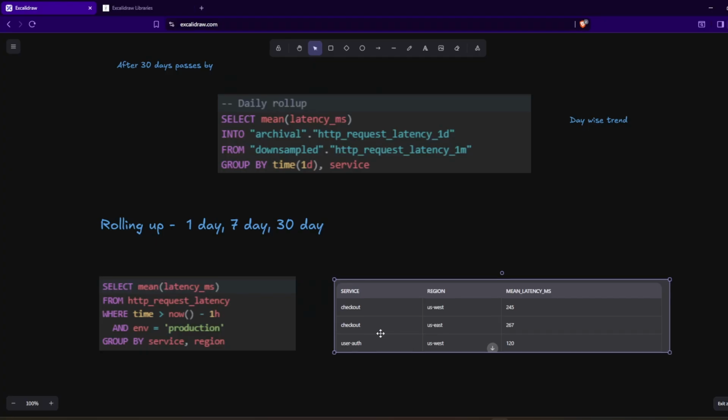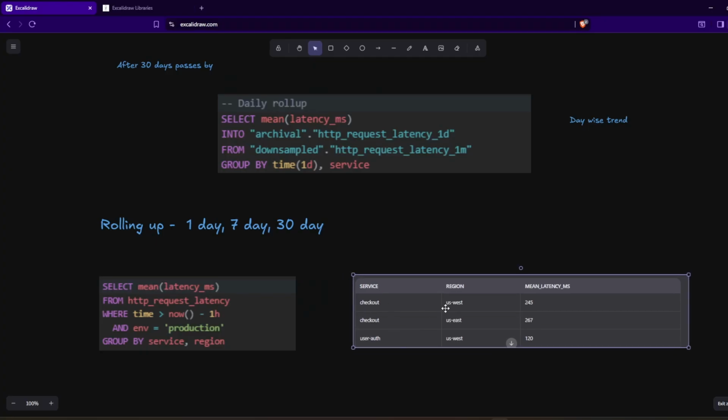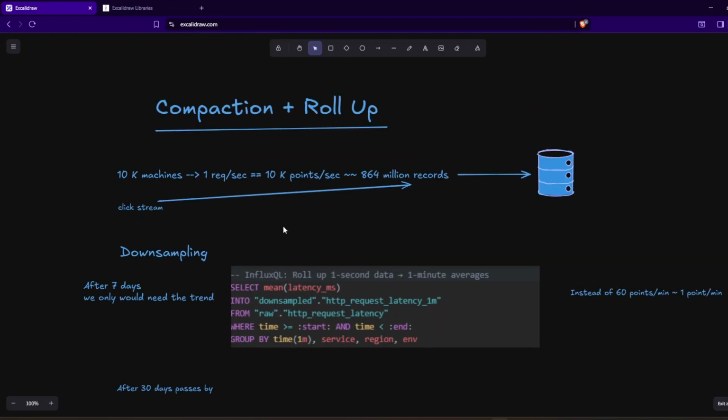This particular query would give us exact latency, like with checkout, with US, in which region, what exactly is the mean latency, and whatnot. So I hope that this part is clear, that what we keep on doing is, because there are such huge records, and as the data is losing relevance, we keep on storing the trends and the outliers, instead of storing all the data points uniquely. So this process is being called downsampling.